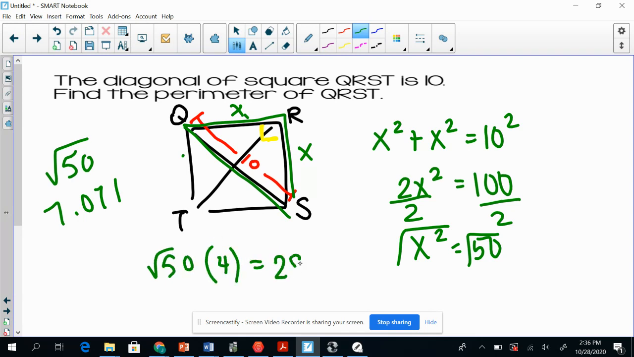It's going to give me 28.284. So this is the perimeter because that's what it asked for. This is your value of x. Right? So each side length would be the square root of 50. And so you could add them all together 4 times or multiply that same side by 4.